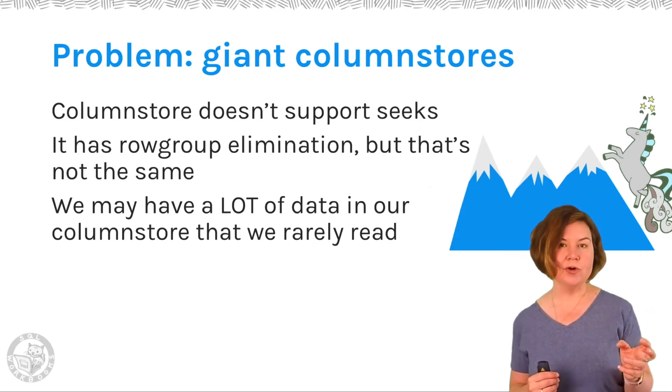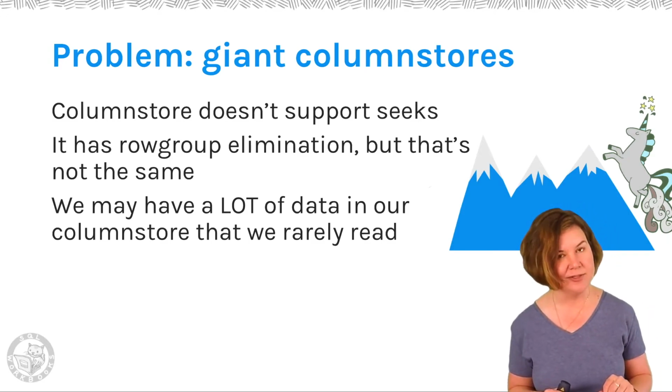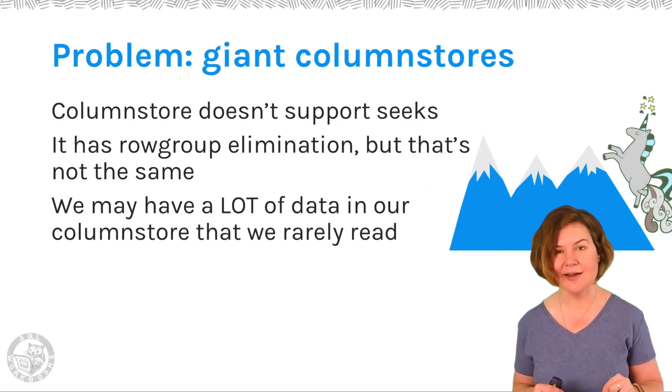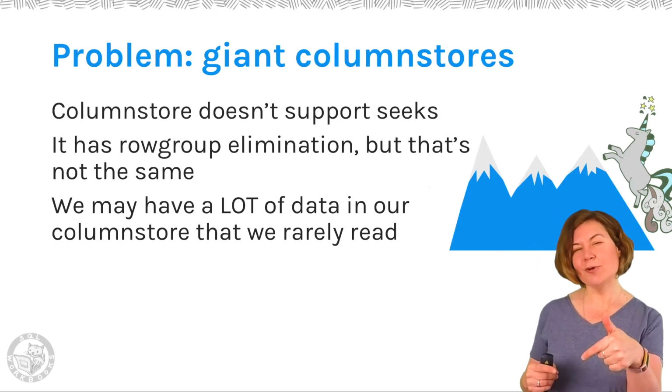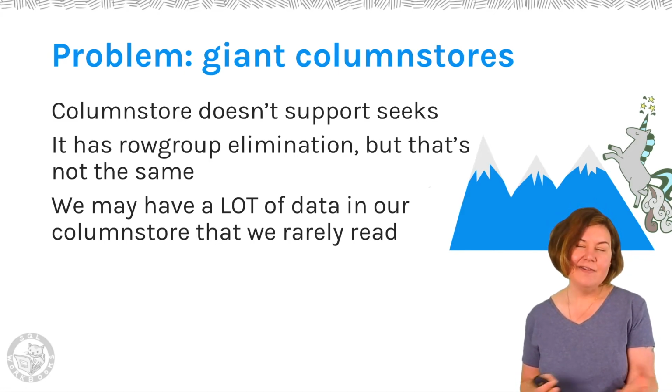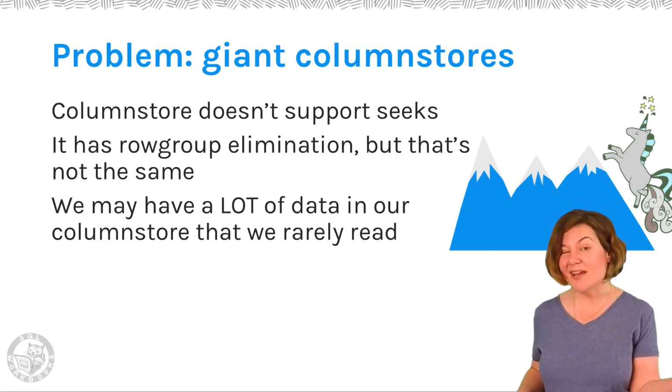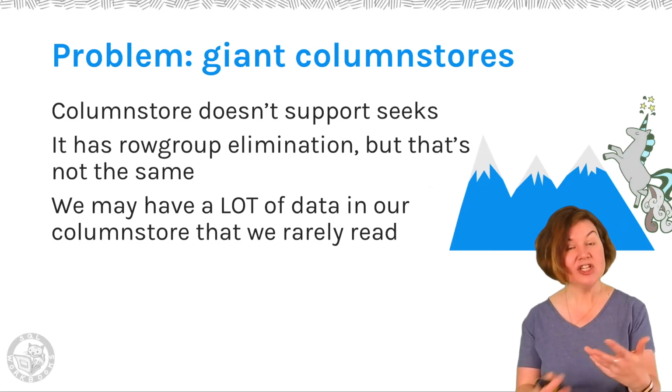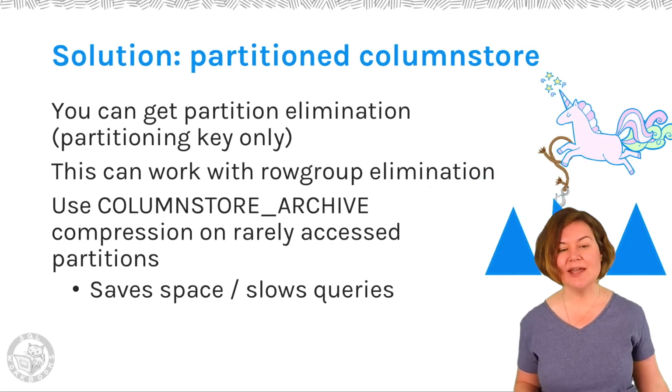Column store does have something called row group elimination, where it can look at metadata on an individual row group and figure out, for certain data types, not all data types, whether this row group contains anything relevant to my query. And it's able to skip it. But still, if we have a really large column store index, that row group elimination can speed me up, but it's not the same as being able to do a seek.